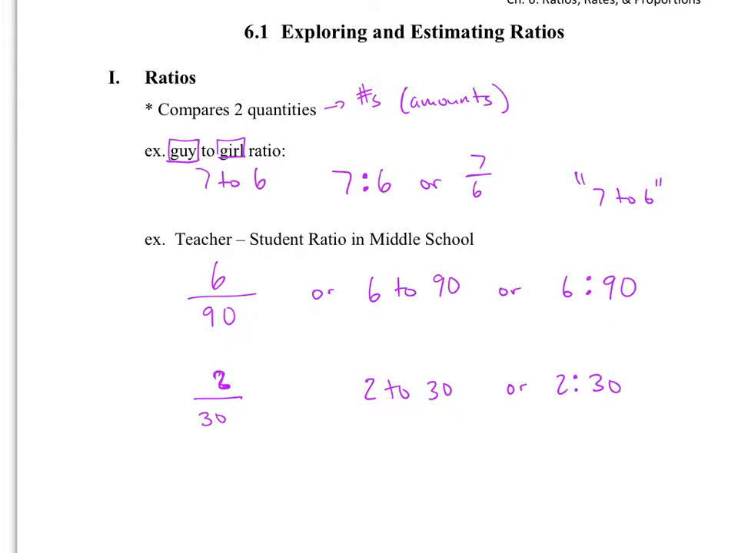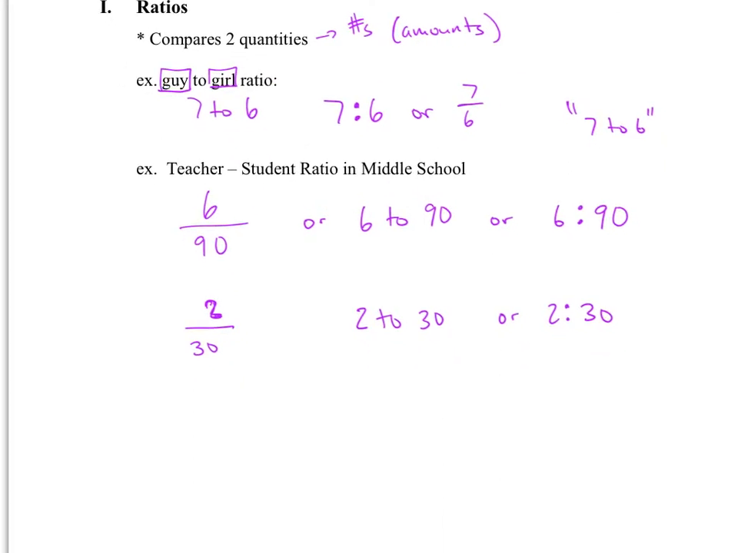What do you know about the numbers 2 and 30? 2 fits into both of those. So we divide both by 2, we get 1 to 15, or 1, the word to, 15, or 1 colon 15. Now, those are 3 equivalent ratios. They all represent the same thing. For every 1 teacher, there's 15 students. For every 2 teachers, there's 30 students. For every 6 teachers, there's 90 students. Okay? That's so cool. They all mean the same thing.